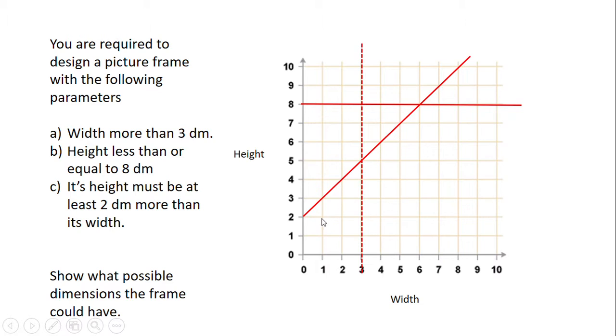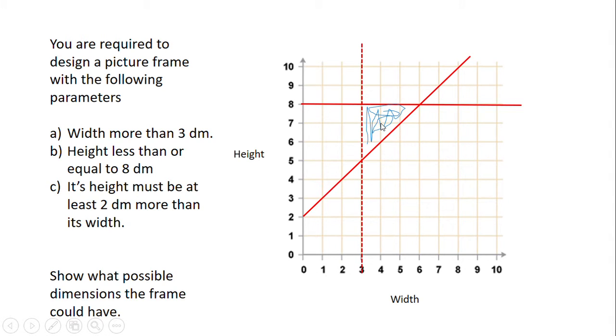Okay, so along this line here, the height is 2 decimeters more than its width. So width of 1, height of 3, 2 decimeters more than its width. Width of 2, height of 4, width of 3, height of 5, width of 4, height of 6. So along this line, its height is 2 decimeters more than its width. So we want anywhere above the line, the height is going to be more than 2 decimeters more than its width. Okay, so let's pick a point in the shaded region that fits all three parameters.